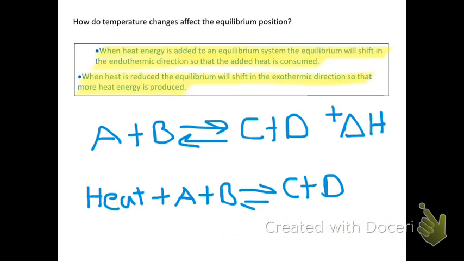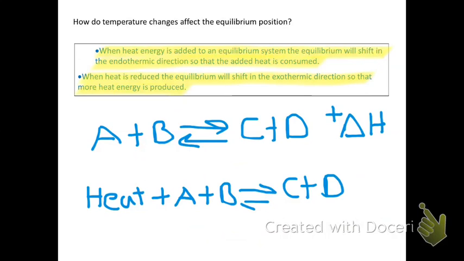So now we know that the forward direction is endothermic, and then the reverse direction must be exothermic. Alright, so now let's treat heat energy kind of like we did before, and you can think of it now in terms of being a reactant. So even though it's not really a reactant, you can think of it in that way in these terms. So if I add more heat energy, which way is it going to shift? Well, if you said that it's going to shift towards the products, you would be right.